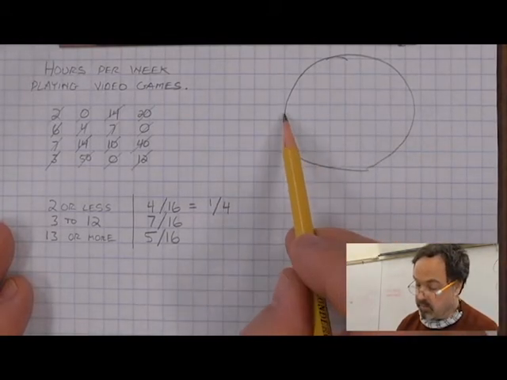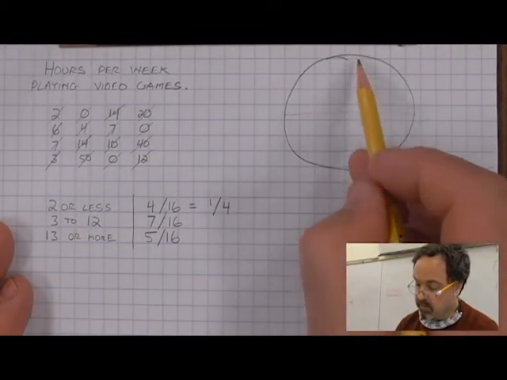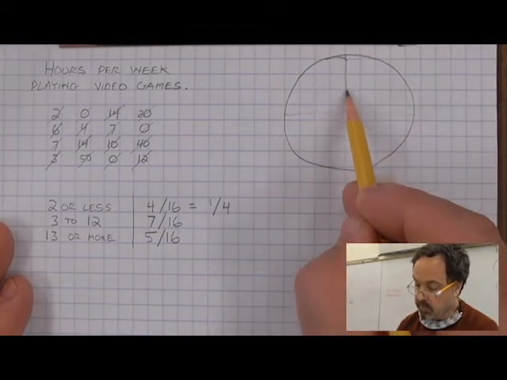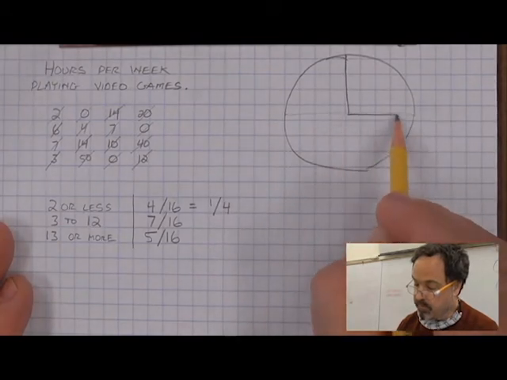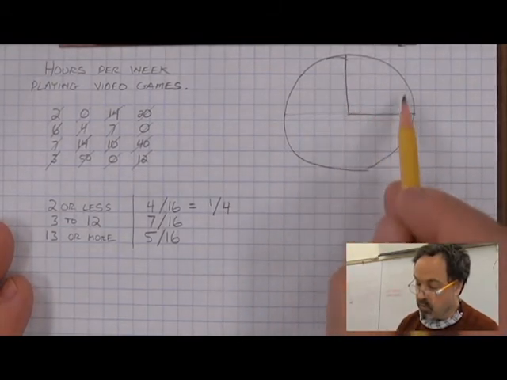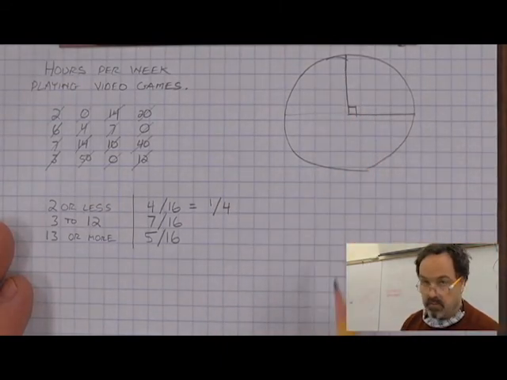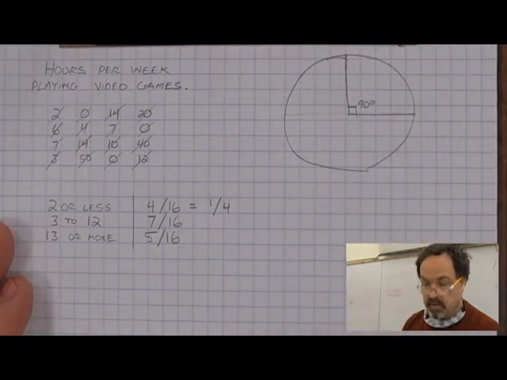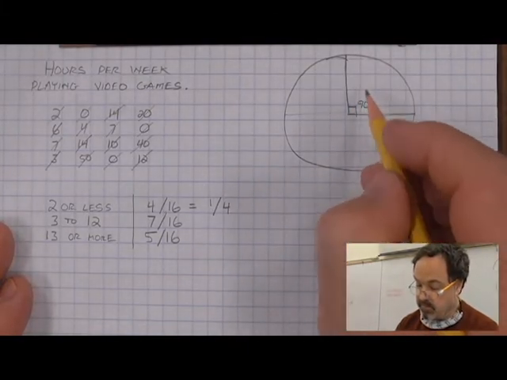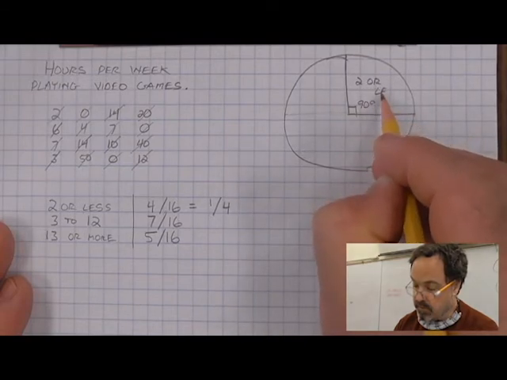And dividing a circle into quarters is not difficult. I have a center line, and then I'm going to divide that in 2, and I'm going to make these lines bold. This is 1/4 of a circle. The inside lines make a right angle. This angle in here is 90 degrees. And this sector represents the category of 2 or less, so we'll label that.